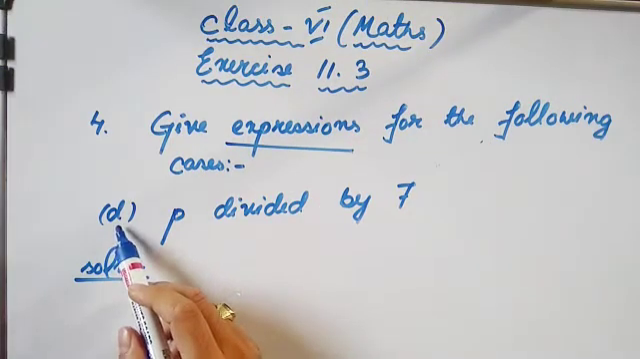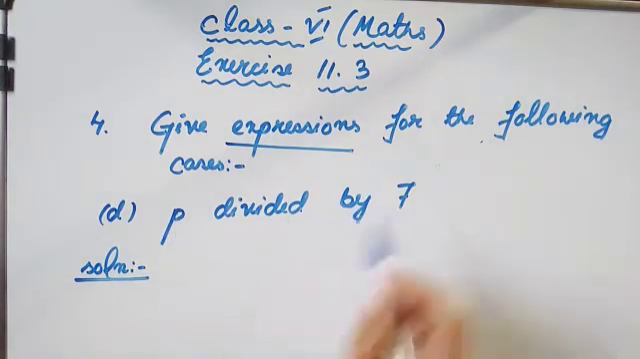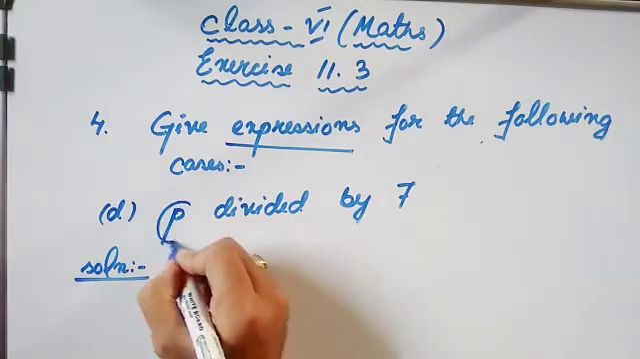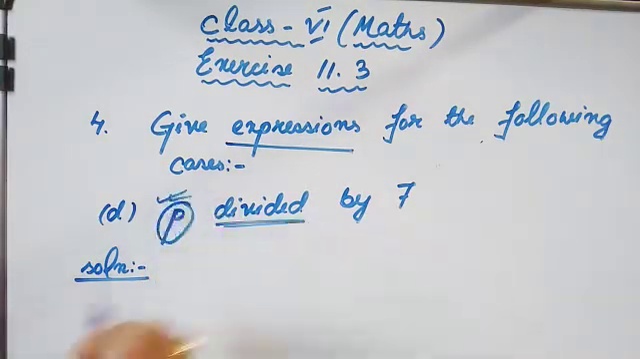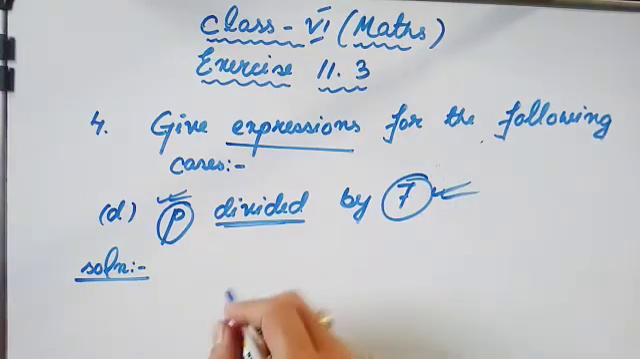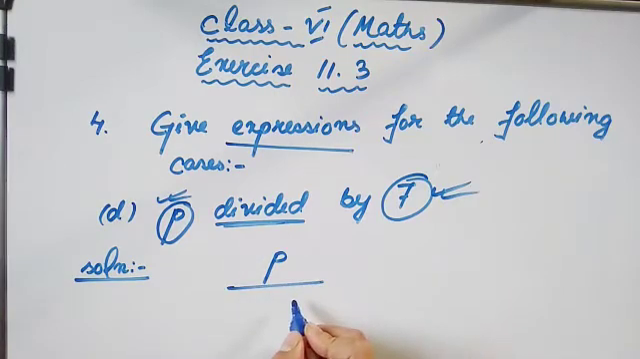Next, we have question number D, and it says P divided by 7. Understood? So it means that our variable P is divided by the number 7. It's very simple. This variable P is divided by the number 7. So P divided by 7. Understood? Next, let's try question number E.